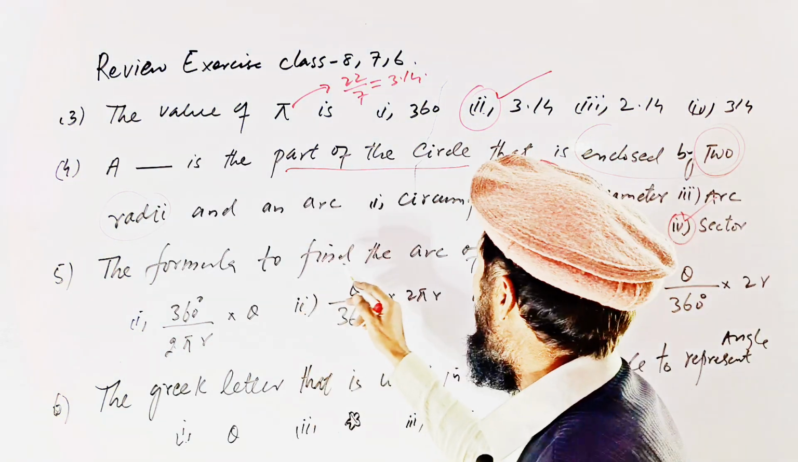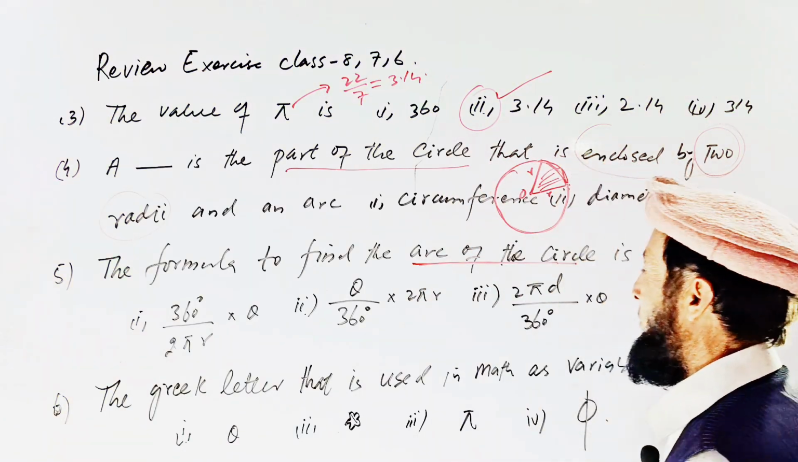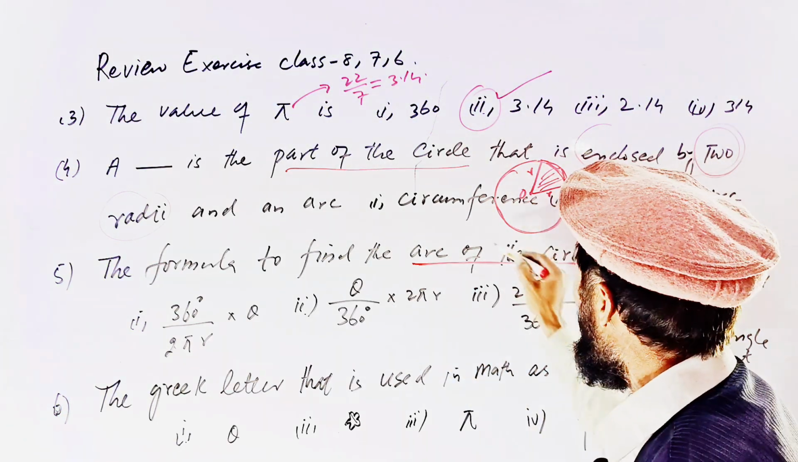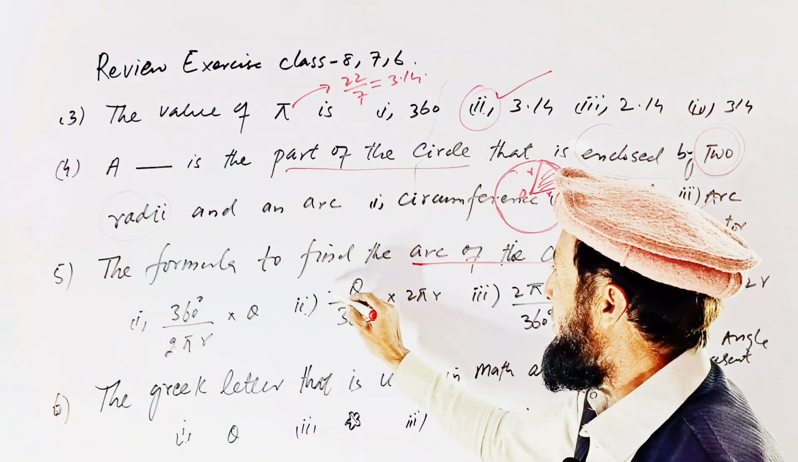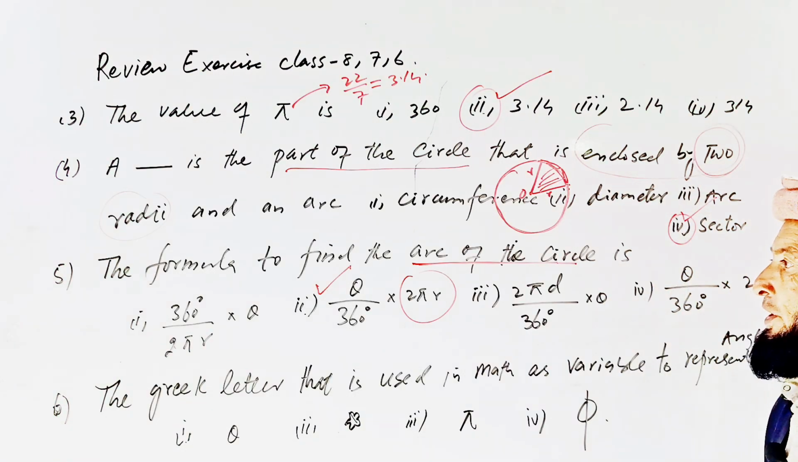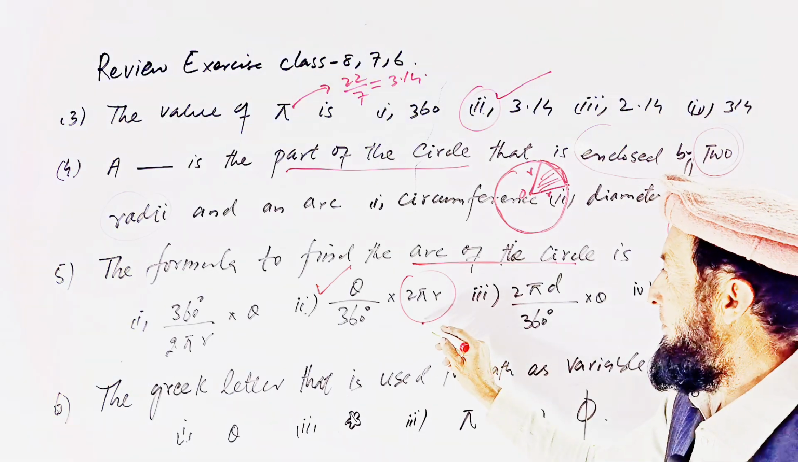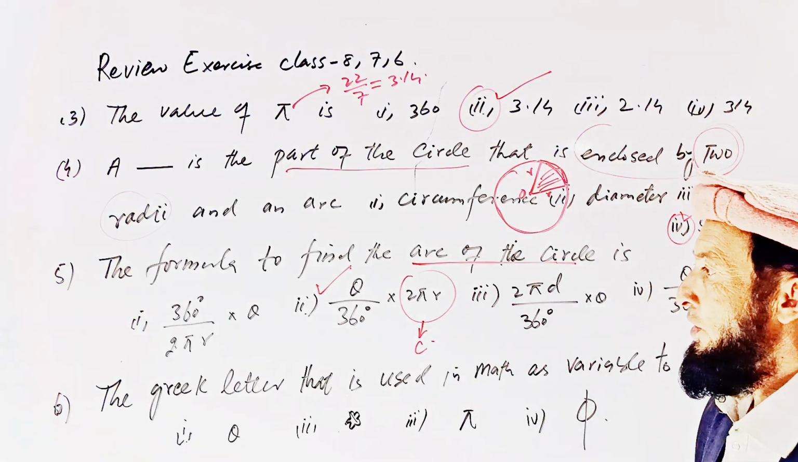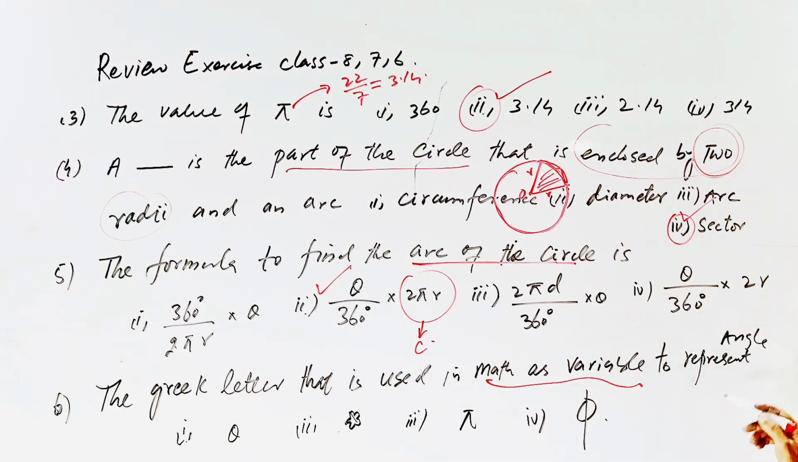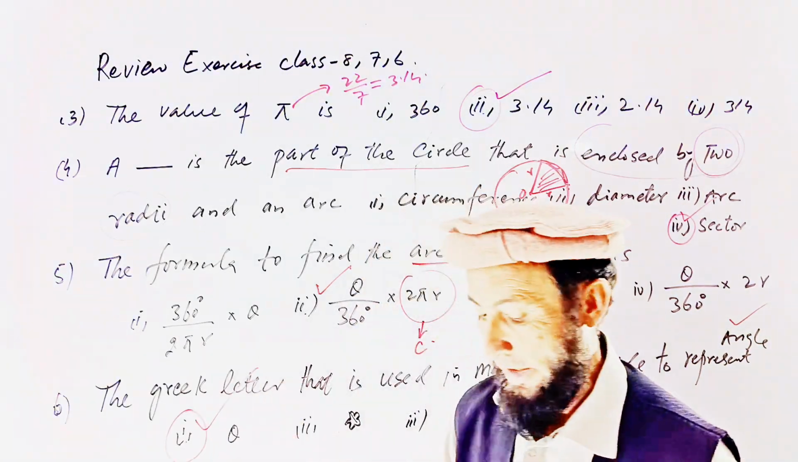The formula to find the arc of the circle, if we are finding this arc, what is the result? Angle divided by the total degrees of the circle. So theta divided by 360 degrees multiplied by 2 pi r. That is the circumference of the circle. The Greek letter that is used in maths as a variable that represents an angle is theta. So the first option is the correct option.